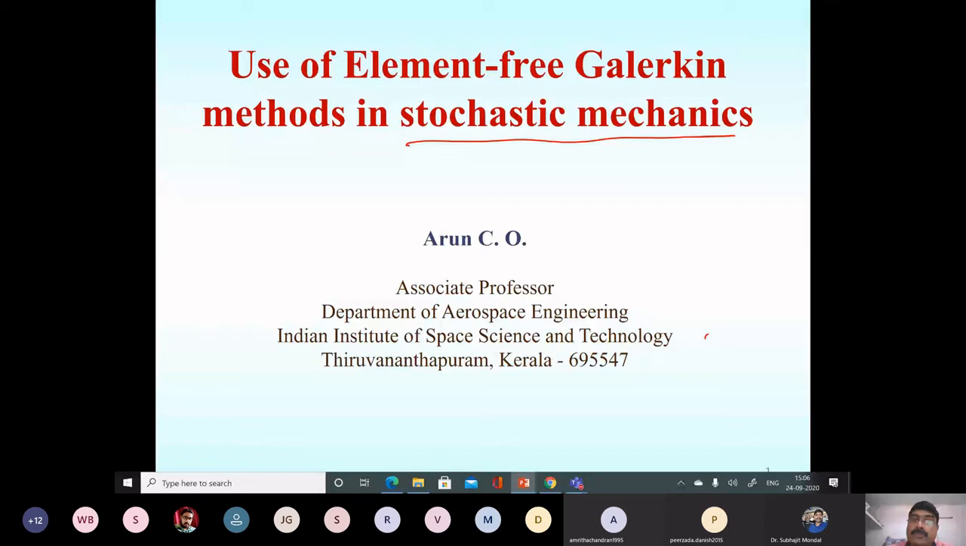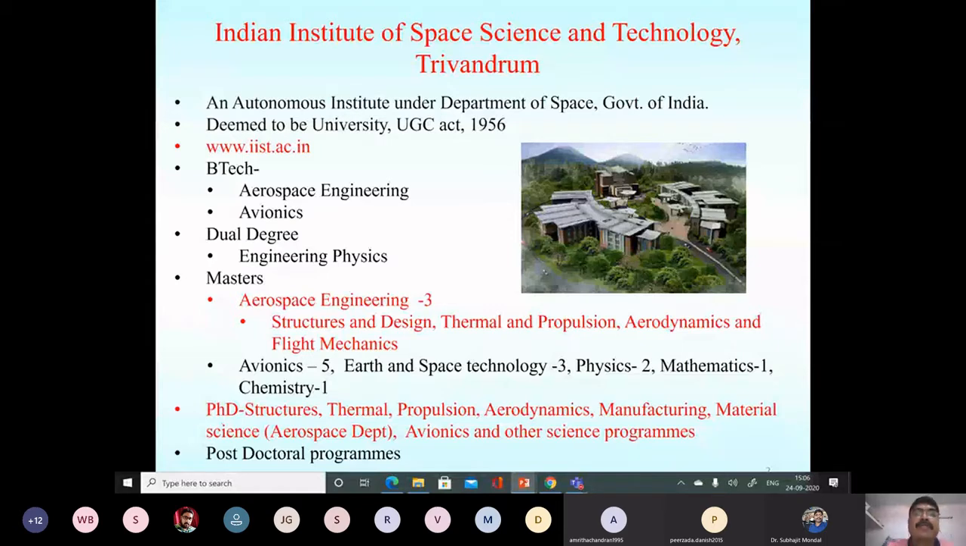Okay, so before getting into the main discussion part, I would like to add something about my institute. You may not be familiar with this particular institute. You might have heard about IITs and NITs. This Indian Institute of Space Science and Technology is a small institute situated at the southern part of India, Kerala. Actually, we are an autonomous institute. Okay, and we work under the Department of Space, not MHRD, and it's a deemed university as well.